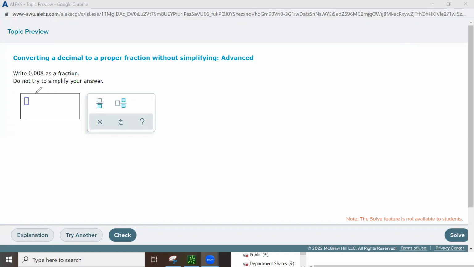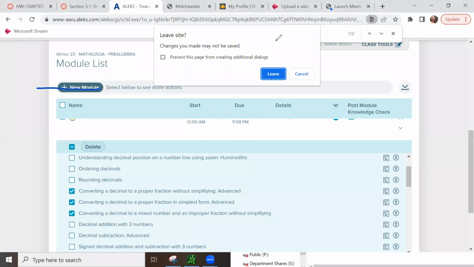You know, when it says do not try to simplify, I don't know, it just comes across to me like, you could get hurt. So you don't want to be doing that, which seems really weird.